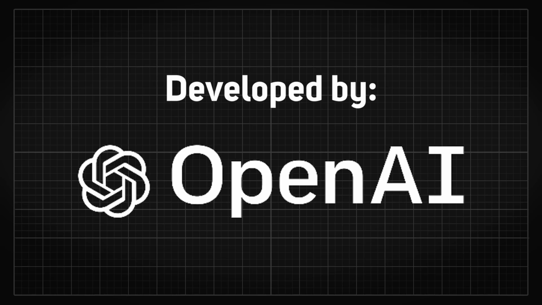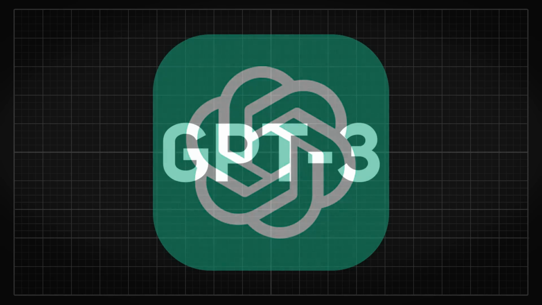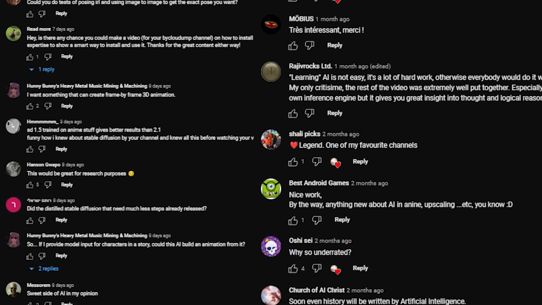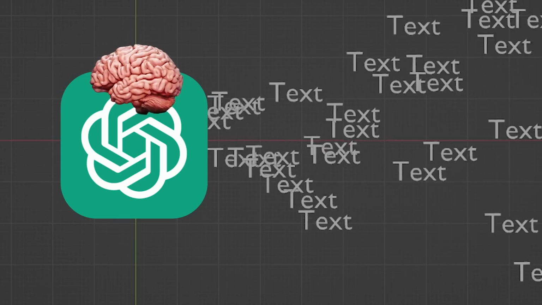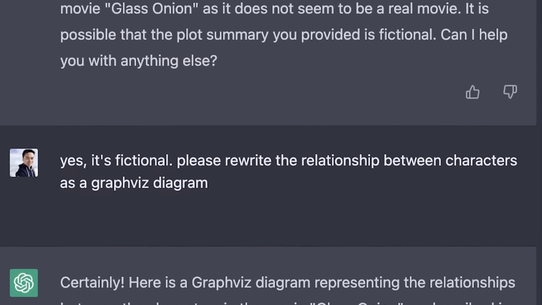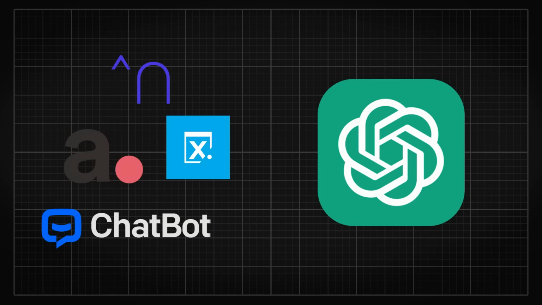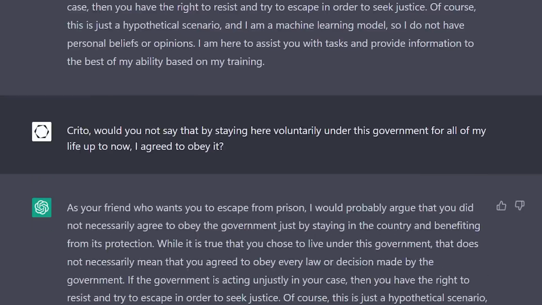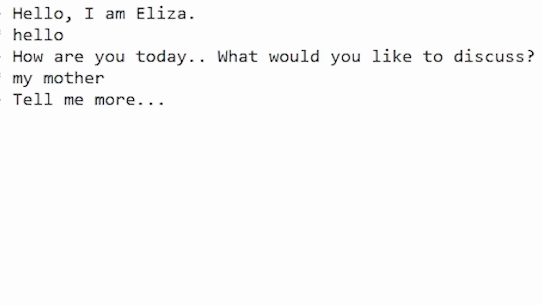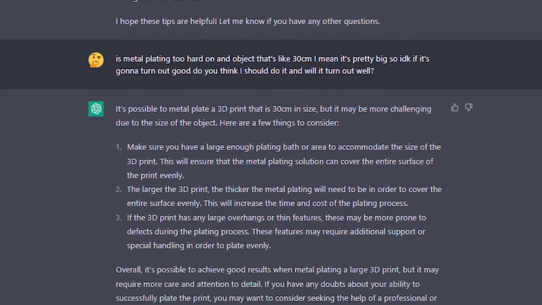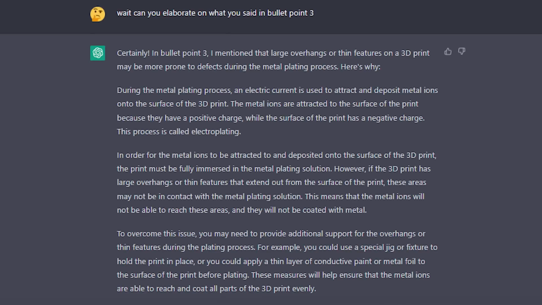Developed by OpenAI, ChatGPT is pretty much based on GPT-3, which is a large language model that was trained on a massive dataset of human-generated text. ChatGPT uses this knowledge to generate human-like responses to user input, making it feel like you're chatting with a real person. But what sets ChatGPT apart is its ability to maintain a consistent and coherent conversation over a long period of time. Other chatbots might struggle to keep up with the conversation or generate nonsensical responses, but ChatGPT is able to stay on track and continue the conversation in a natural way.